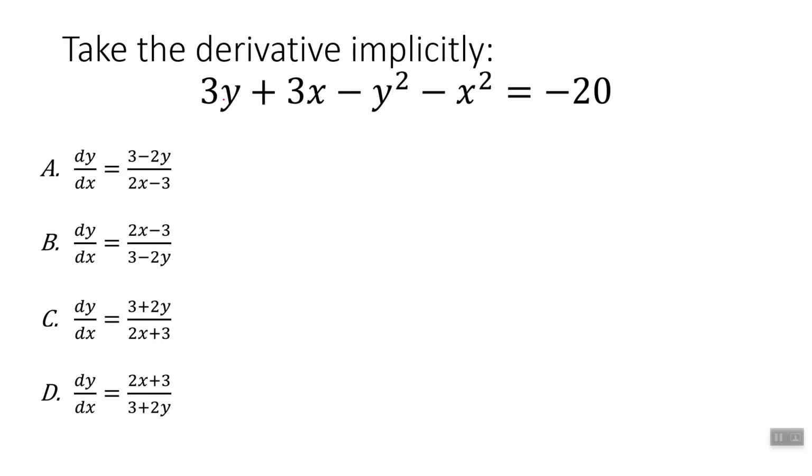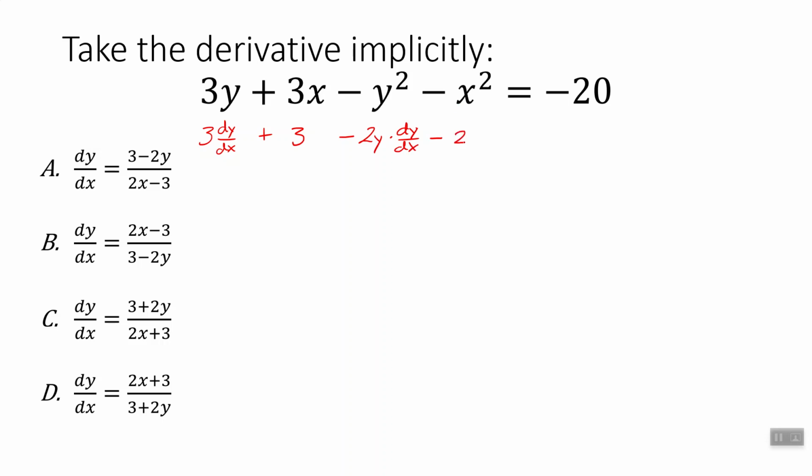All right, so if I were to do this one, let's say the derivative of 3y is 3 dy/dx, because the derivative of y is just dy/dx, the 3 stays. The derivative of 3x is just 3, the derivative of x is 1, so 3 times 1 is just 3. Minus y squared is going to be 2y times dy/dx.